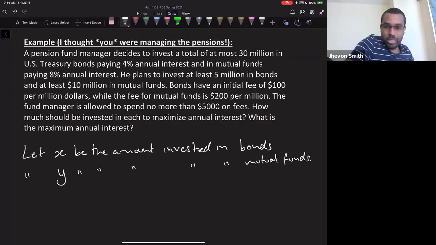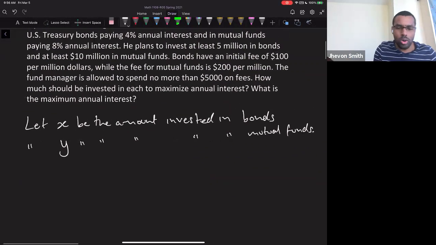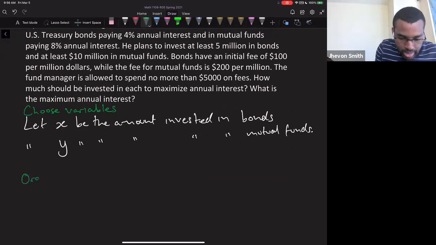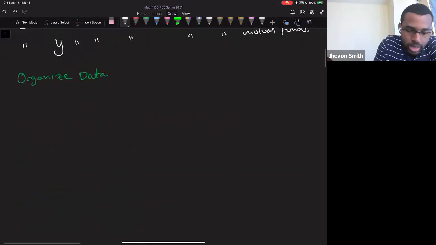Let's see what's best for him. So here, like I said, we're going to organize the data. What we're going to do here is choose variables, just looking at the initial setup, and organize the data, which could be done in a table, though there's not much to put in the table here. I'll just highlight some of the things that we see. So, requirements or wants.